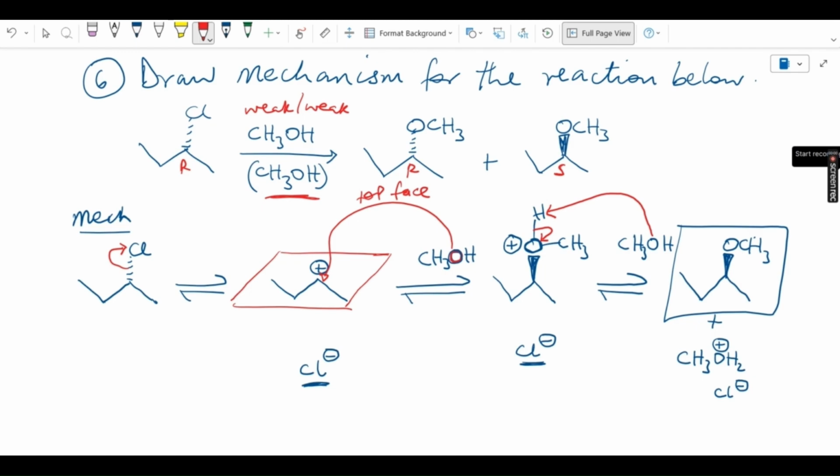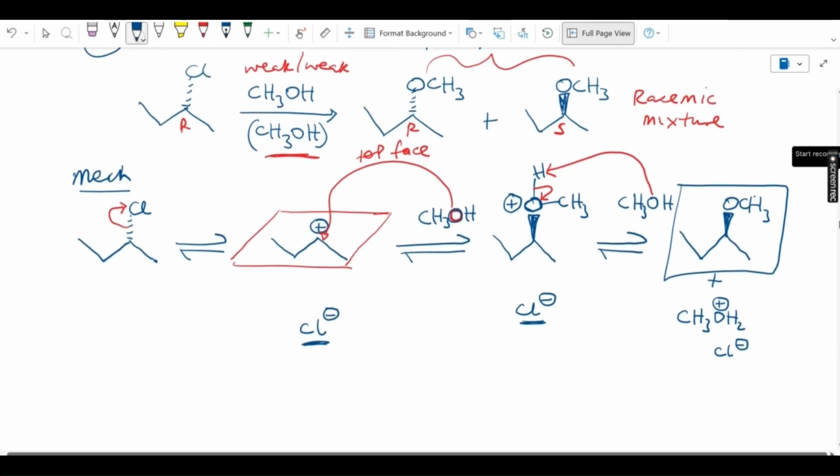So this is telling us that in an SN1 mechanism, you will always have a racemic mixture, a mixture of both opposite chiral centers. Racemic mixture. So let's go ahead and draw the mechanism for the other product.